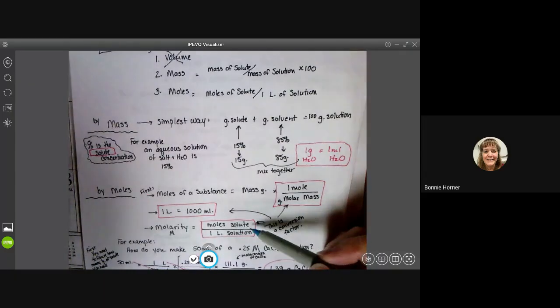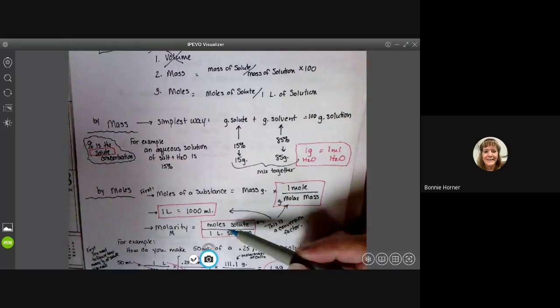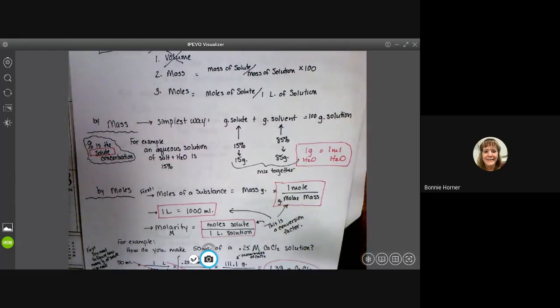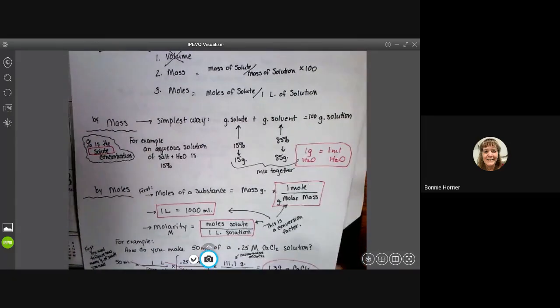So if we're talking about a salt and water solution, moles of the solute would be moles of sodium chloride per 1 liter of solution. Remember, the solution is the sodium chloride and the water combined. Okay, so these are 3 types of conversion factors that we're going to need when figuring out molar solutions.